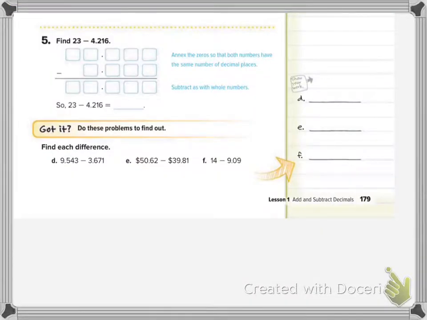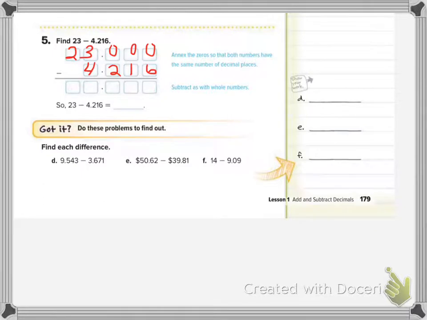Number 5. We have 23 minus 4.216. So remember, 23 is a whole number. You can't see the decimal, but it's there. It's at the end, okay? And then you have 4.216. What has to go above the 2 and the 1 and the 6? Zeros. Perfect. So now we can subtract.